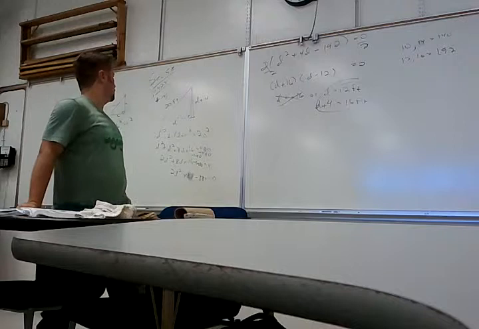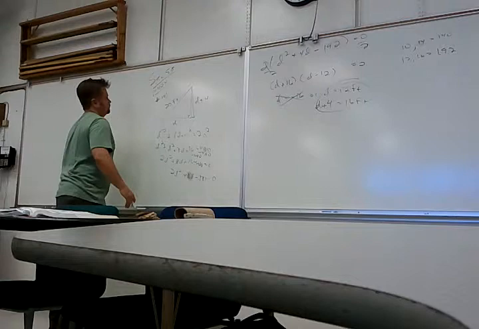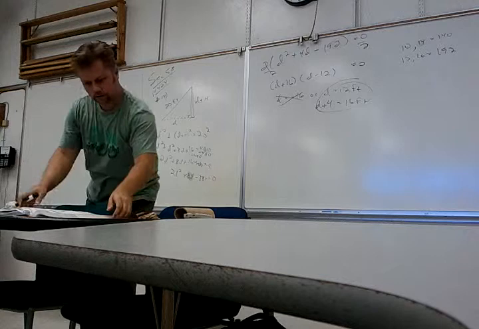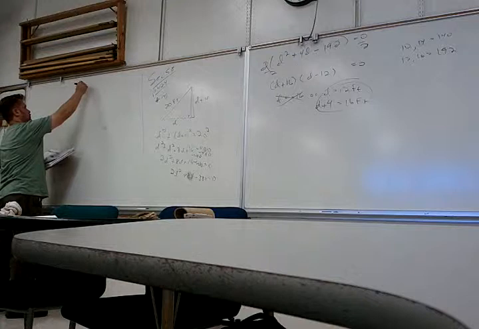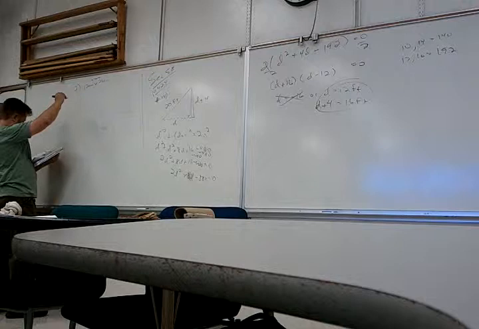So let's look at one that's a little bit more difficult. Let's see. I'm looking at number 7, maybe. Yeah, 7 is perfect. Measures 12 by 20. Picture frame. 84 square centimeters of picture shows.